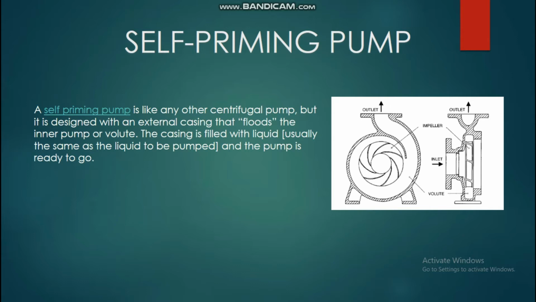There are two types of centrifugal pump, which are the non-self-priming pump and the self-priming pump. For this project, we are focusing on the self-priming pump. This self-priming pump is the same as other centrifugal pumps, but it is designed with an external casing that floods the inner pump or volute. The casing is filled with liquid, so it can be pumped without cavitation.